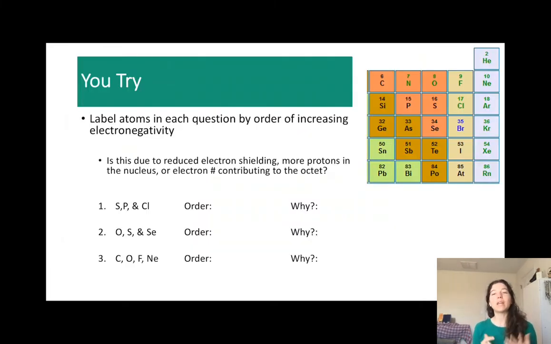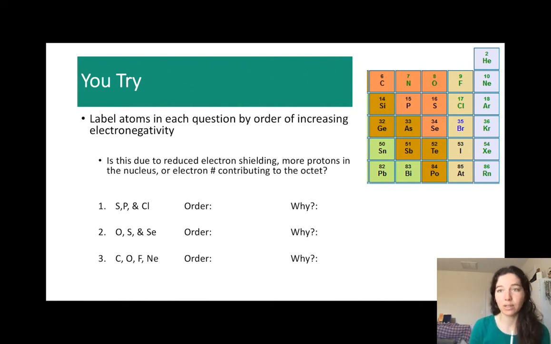Okay, so give this a shot yourself. See if you can do this without the Pauling scale. You should literally be able to look at the periodic table snippet that I have here for you and answer these questions. Label the atoms in each question in order of increasing electronegativity, so from least to most, and then answer why you chose this order. Is it because there's an increasing amount of protons? Is it because of the shielding? Or is it because of an octet in the atom in particular? So give your best shot to these three questions.